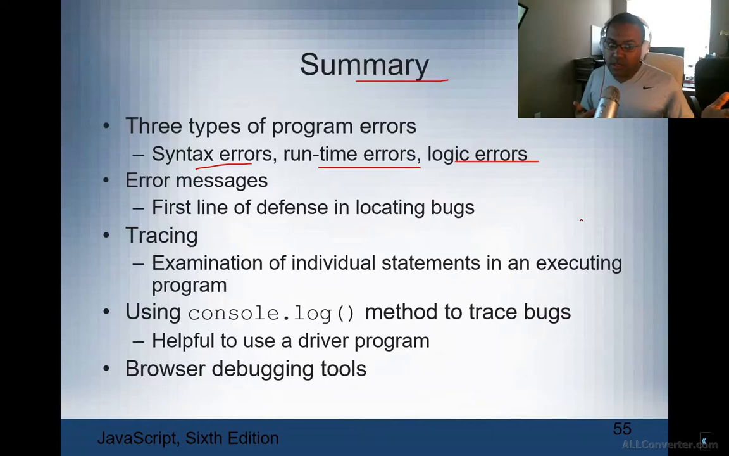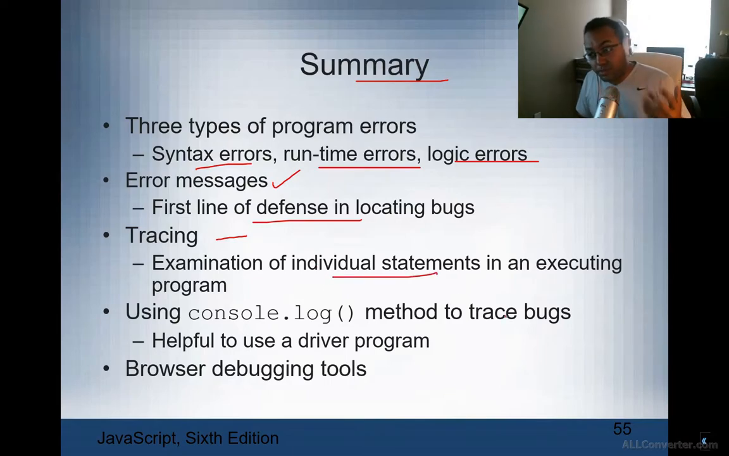As we saw in one of the slides, you had a multiplication fact, but we were calling it a division fact in our string literal when we were printing it to the page. So error messages are our first line of defense in locating bugs. Manual tracing is the examination of individual statements in an executing program.